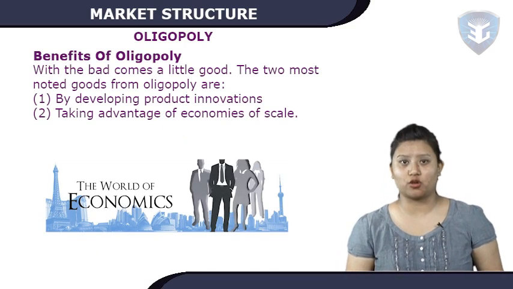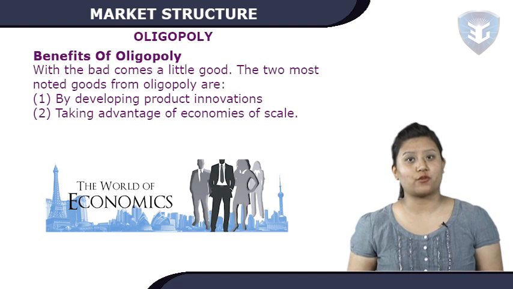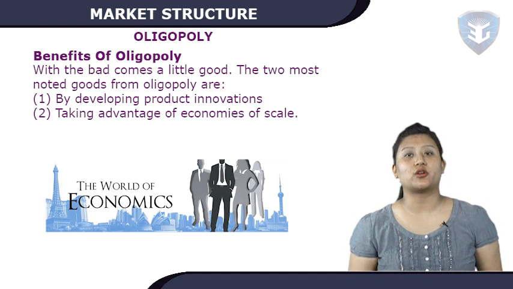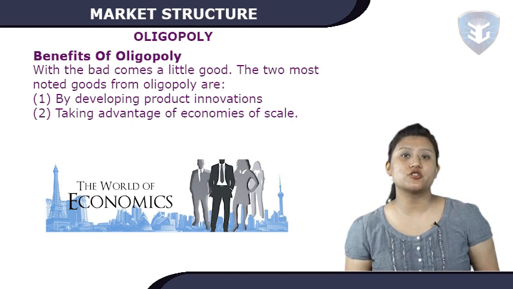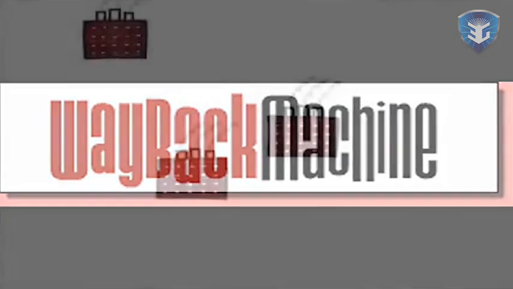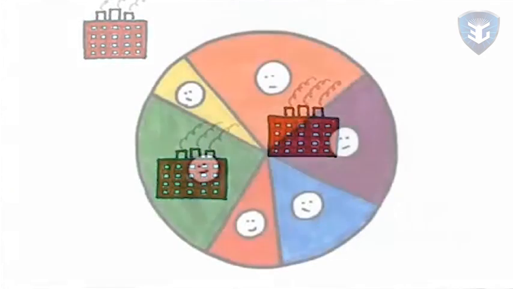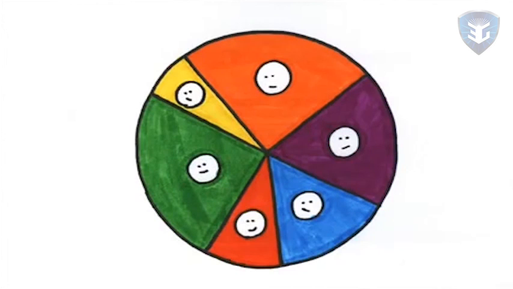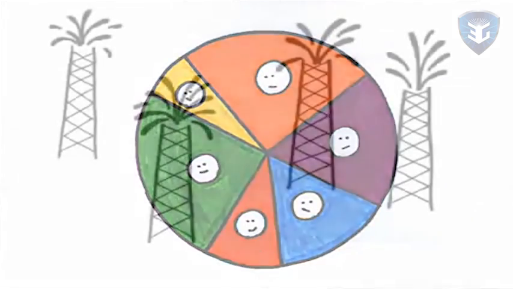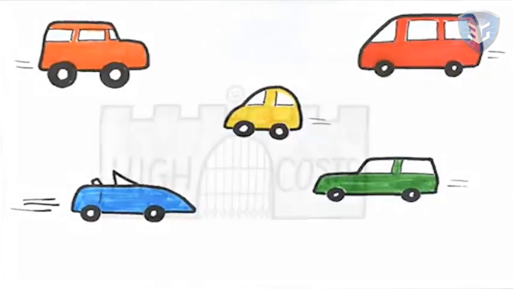Now, the benefits of oligopoly. With the bad comes a little good. The two most noted goods from oligopoly are developing product innovations and taking advantage of economies of scale. In an oligopoly, you would find only a small number of sellers, that is, few enough so that any individual seller can affect the market, and the firm's actions will have an impact on all the other sellers. The product can be either the same, like oil, or differentiated, like automobiles, and there are fairly high barriers to entry.